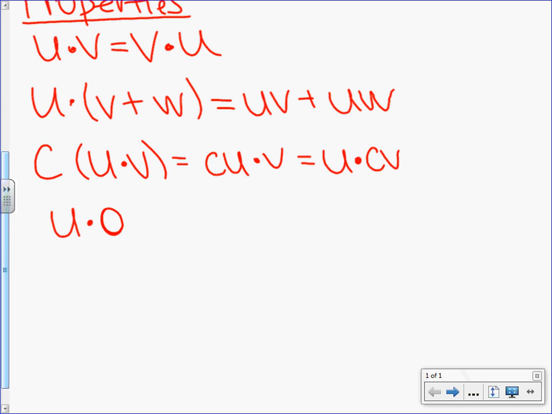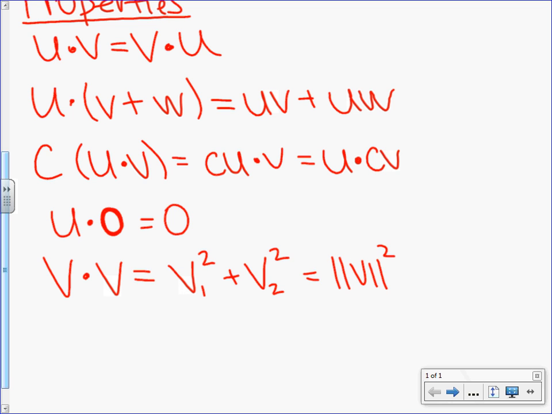What is u dotted with the 0 vector? Ah, good job. What is v dot v? V1 squared plus V2 squared. So the horizontal component squared plus the vertical component squared, and what does that look like? Without the square root, it's magnitude squared.